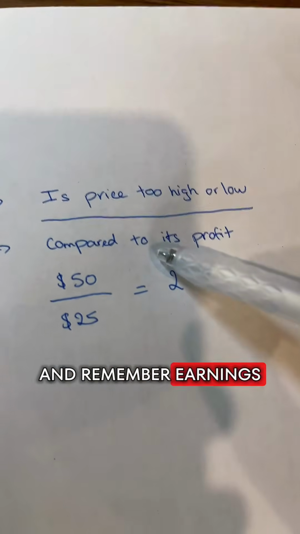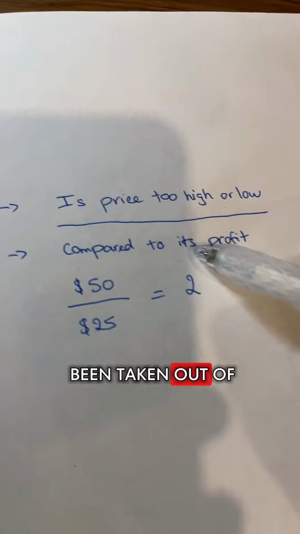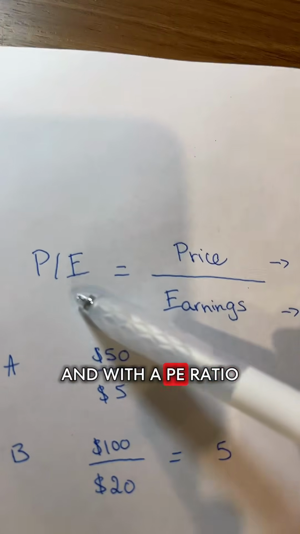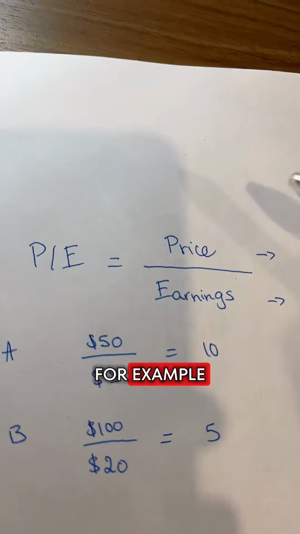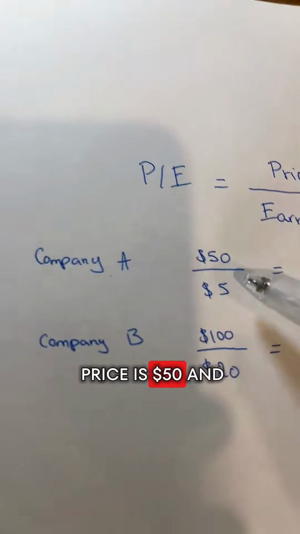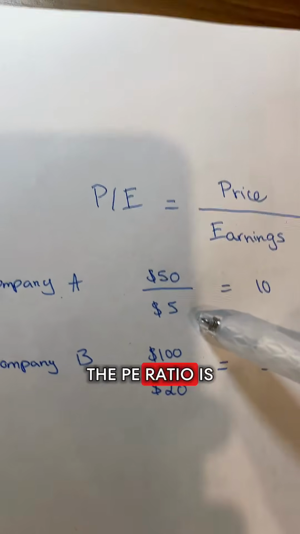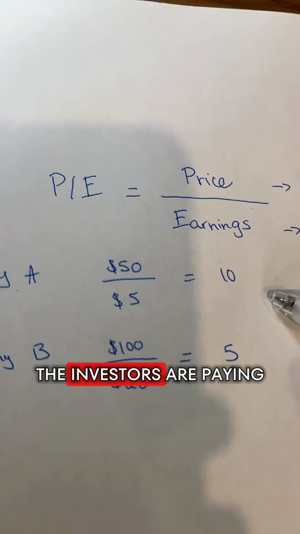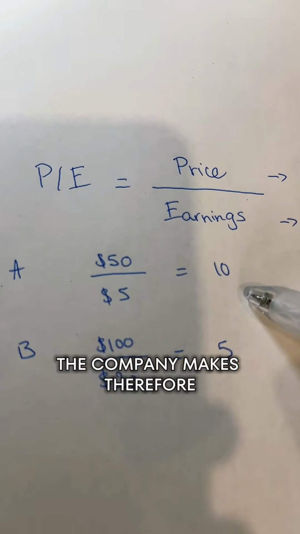And remember, earnings or profits here is just what's left over after all expenses have been taken out of a company's revenue. And with a PE ratio, we look at the price and earnings on a per share basis. For example, if a company's stock price is $50 and it earns $5 per share, the PE ratio is 10. That means the investors are paying $10 for every $1 of earnings the company makes.